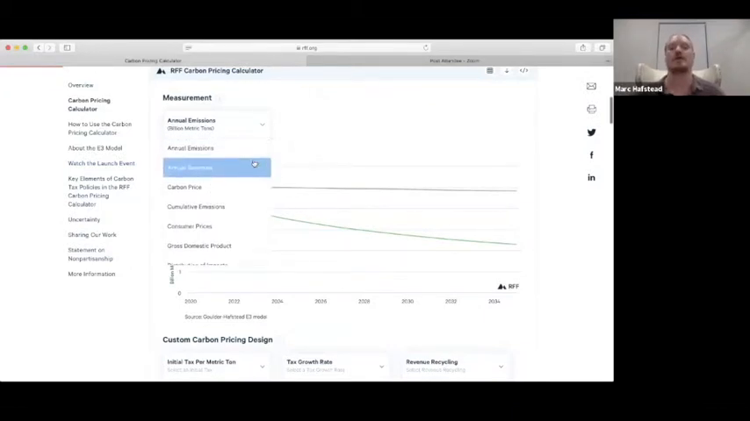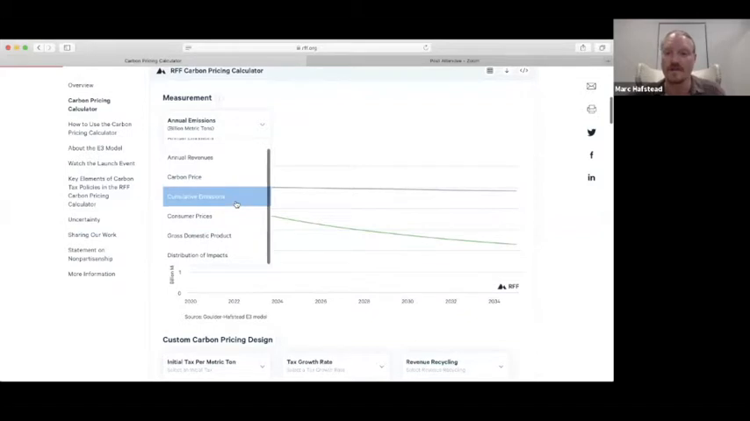So in our first 1.0 carbon pricing calculator, the measurements that we're introducing now are annual emissions, annual revenues, the carbon price, which is a useful comparison, and cumulative emissions. The consumer prices is actually the percent change in consumer prices in 2030. So that's not consumer prices over time, that's what that means. We have gross domestic product and distribution of impacts.